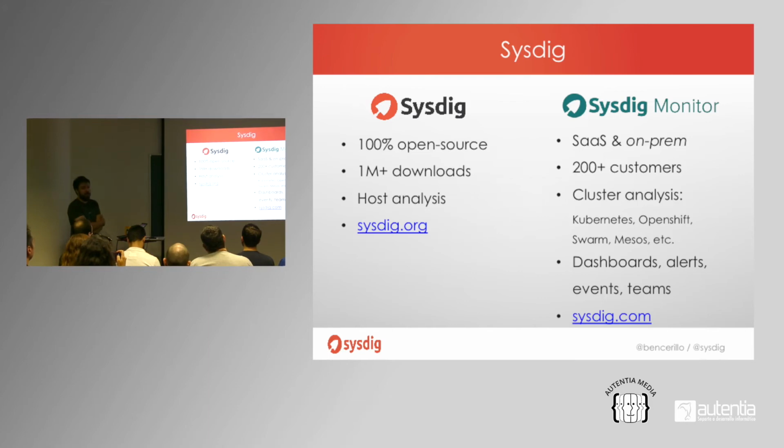And that's why we built Sysdig Monitor. It's available as a service, SaaS, and also as on-prem software that you can deploy on top of your OpenShift or Kubernetes. We have quite a few customers. We work at the cluster level, so we collect metrics from their entire cluster, working with all those orchestration tools we had before. And it is a full monitoring tool, not only troubleshooting, but it includes dashboards, alerts, events, teams, all those things we have seen before.